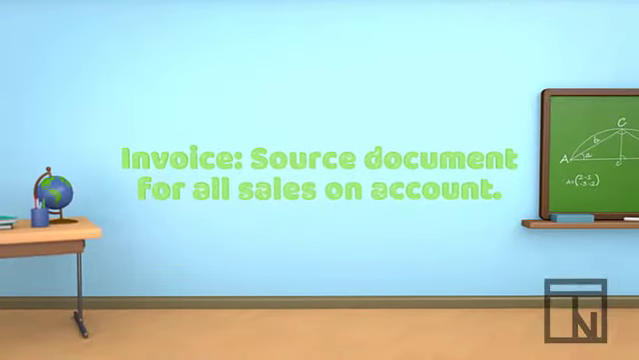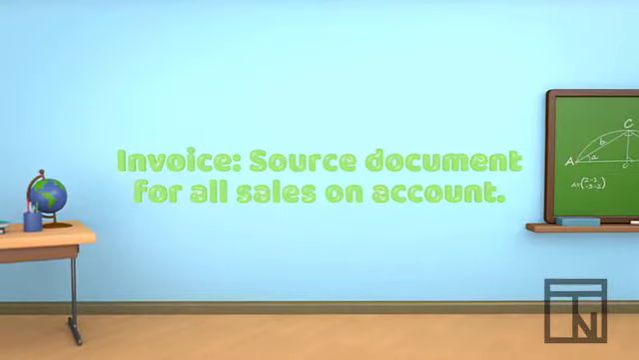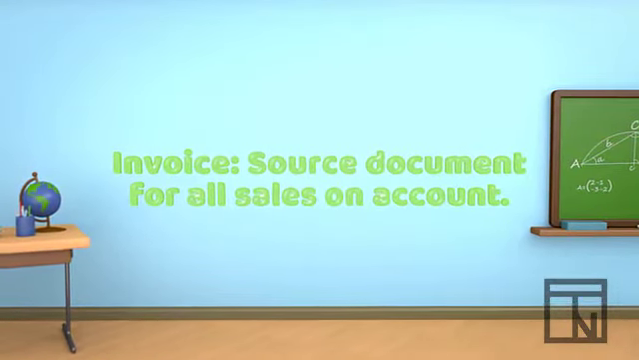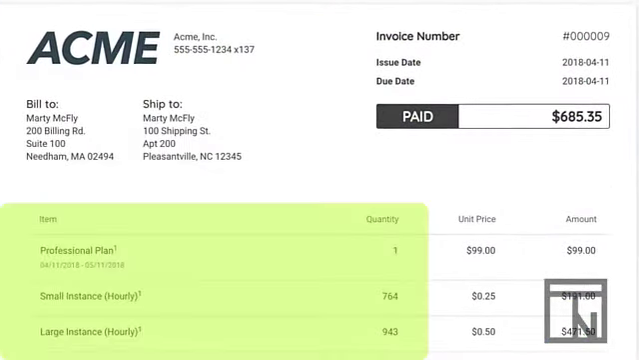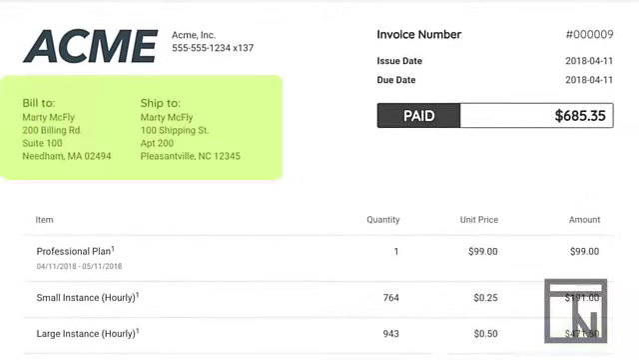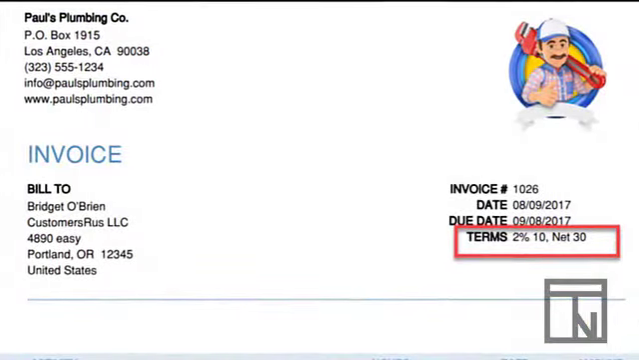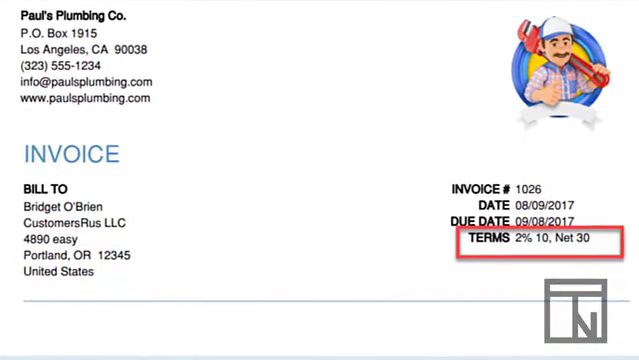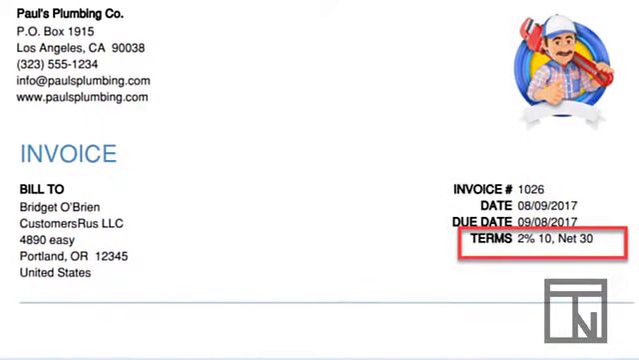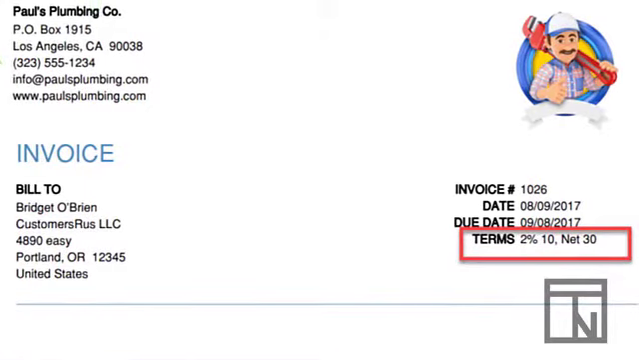When a sale is made to a customer on account to be paid in the future, the source document that is used to track that sale is an invoice. An invoice is a legal document that details what is purchased, how much it costs, who purchased it, and where it's being shipped to. There's also a place on the invoice that explains when the invoice needs to be paid back. The details of when an invoice needs to be repaid are known as the terms.